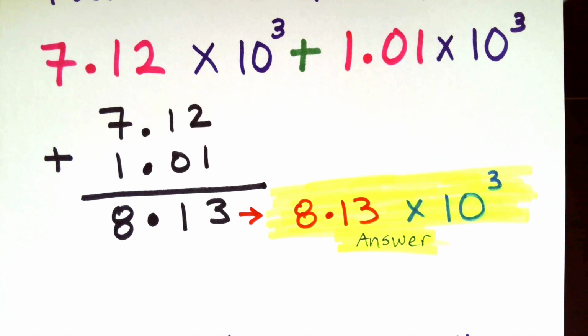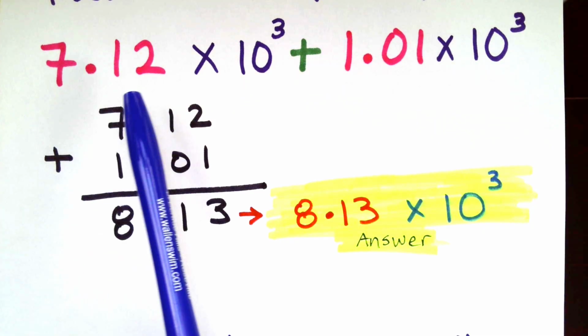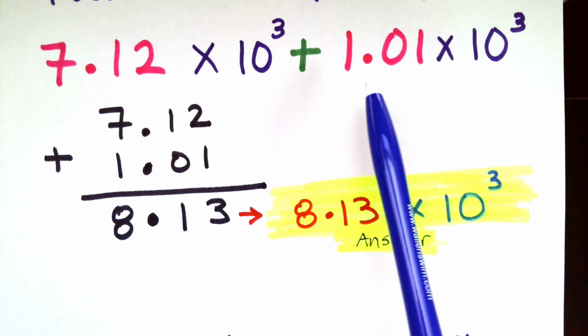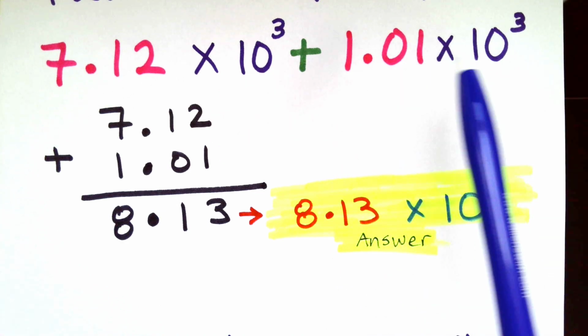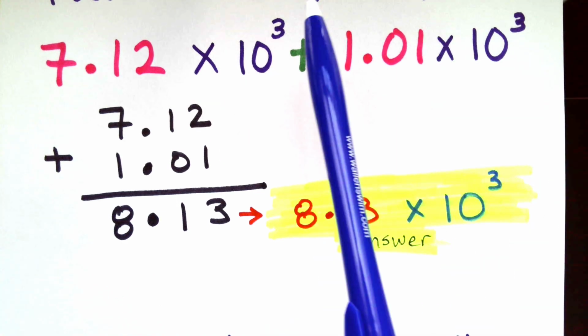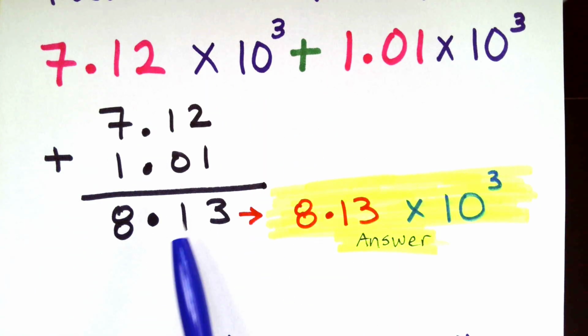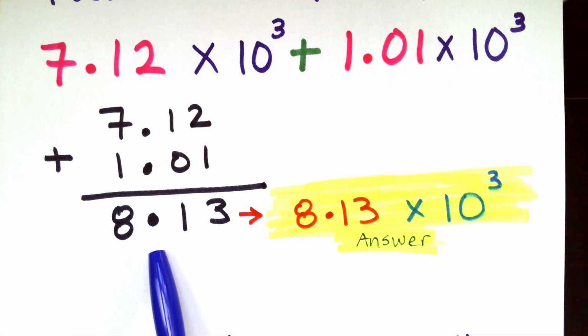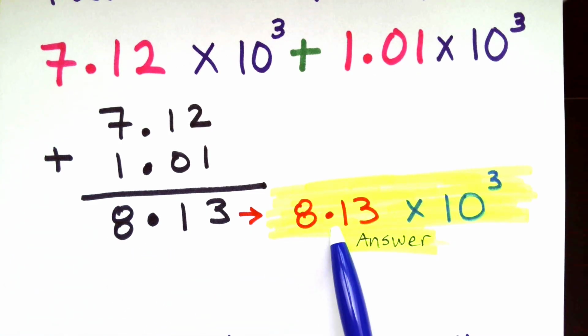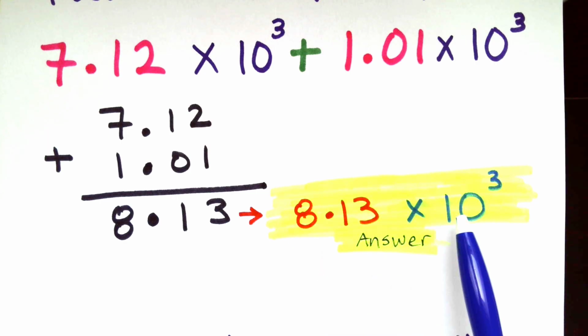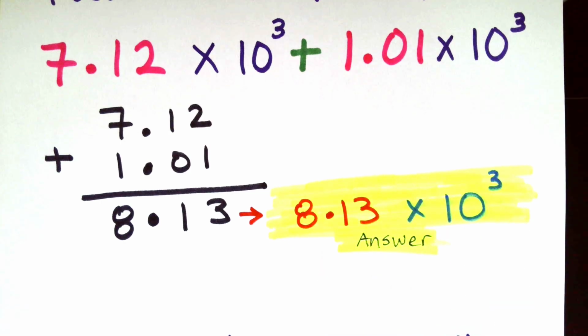All right, here we've got the first problem with the pause and practice. You can see we've got coefficient 7.12 times 10 to the third power plus 1.01 times 10 to the third power. Base is the same, exponent's the same, stack and add. You stack them up with the decimals lined up. 2 plus 1 is 3, 1 plus 0 is 1, lining up your decimal in your answer, and 7 plus 1 is 8. Now we just bring that coefficient over. 8.13 times 10 to the third power is your answer.